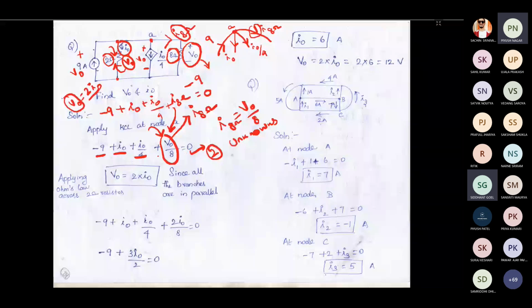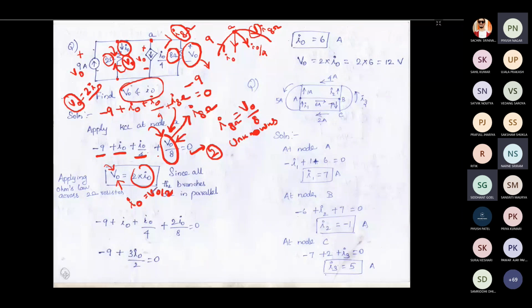So I can substitute V naught equal to 2 into I naught in the previous equation. If I substitute it in this equation, I can find I naught. Or I can rearrange this as I naught equal to V naught by 2 and substitute that in this equation. Finally, we need to find I naught and V naught.